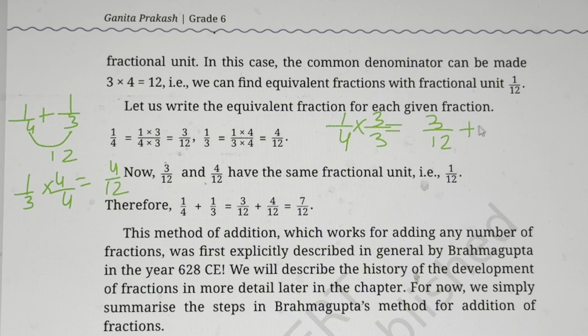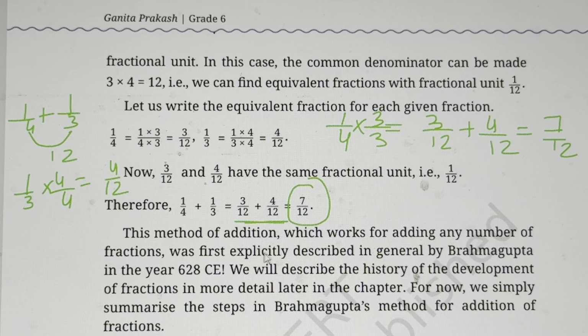So 3 upon 12 plus 4 upon 12. Now the denominators are same, so you can simply add the numerators and the answer is 7 upon 12. If the denominators are different, we need to make these denominators same by finding out the equivalent fractions, right?